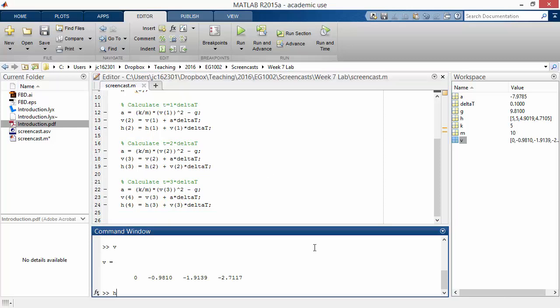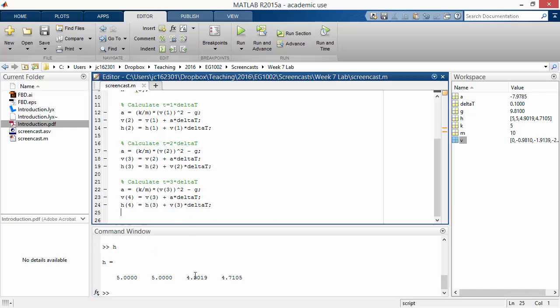So let's have a look at that. And we can look now at the height of the ball, and we can see at the beginning we started at 5 meters, and then a little time later we have fallen to a height of 4.7 meters. And so in that way now we're able to track the motion of the ball.